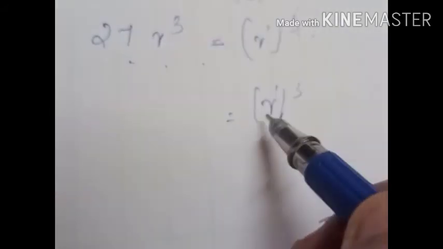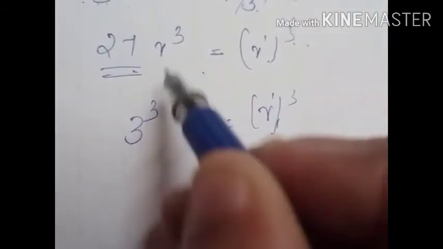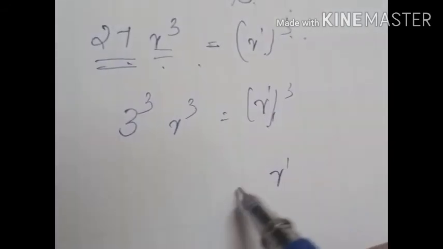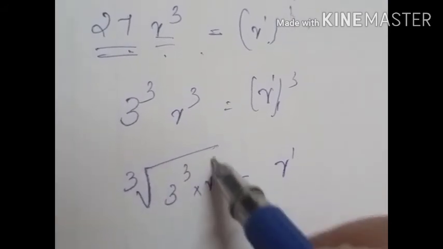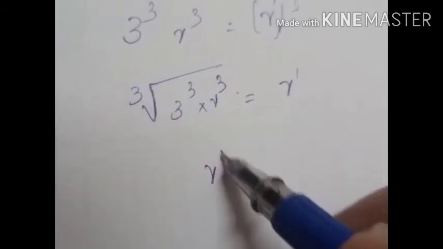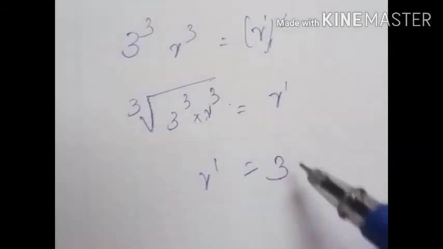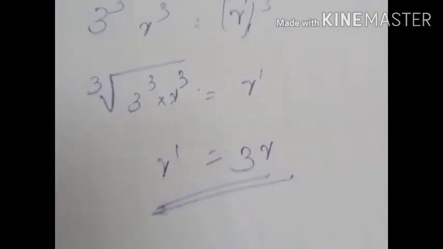So we can rewrite this as r dash cube equals, this 27 is 3 cube, and r cube is r cube itself. Then r dash equals the cube root of 3 cube into r cube. That is, r dash equals the cube root of 3 cube, which is 3, times the cube root of r cube, which is r. So r dash equals 3r.